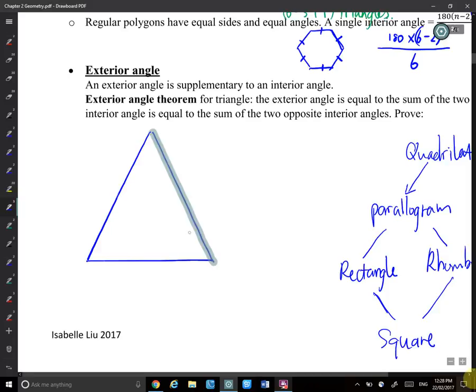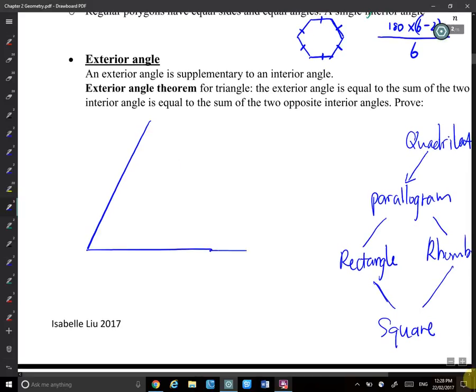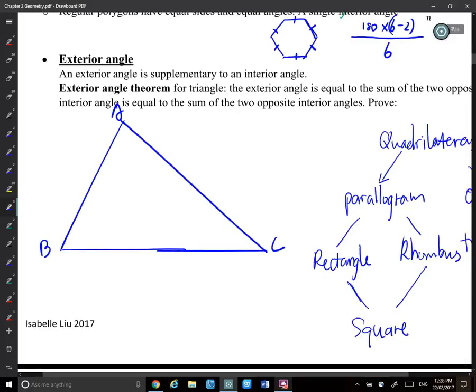I'll draw a triangle. Let's do a normal triangle, and say we have points A, B, and C. What is the exterior angle theorem talking about?